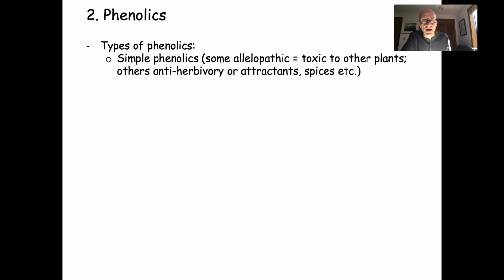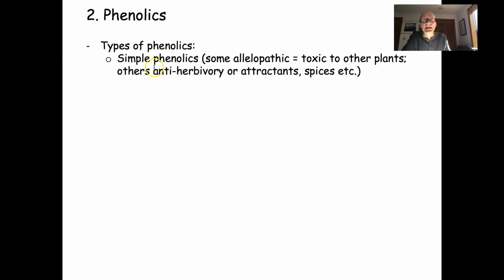All right, let's move on to the phenolics. There are multiple types of phenolics. We have simple phenolics. Some of those are allelopathic in nature. What that means is that plants produce these so that they're toxic to other plants, and so they can mark their territory, if you will. Black walnut is one example, where the walnut tree will have basically a space around it where nothing else will grow, because it produces this allelopathic substance, a plant toxic compound.